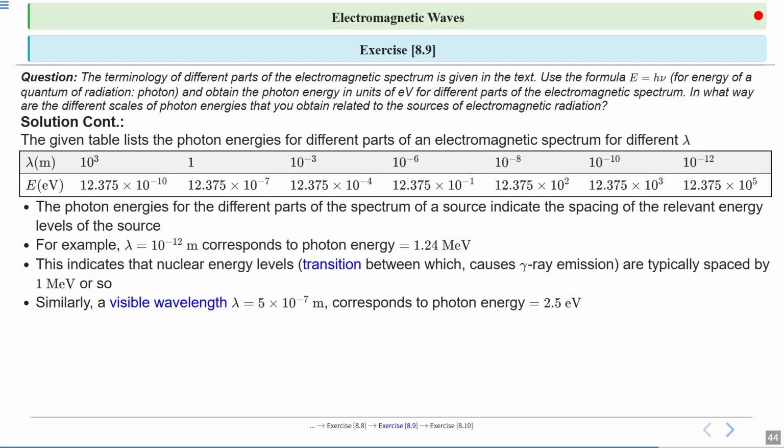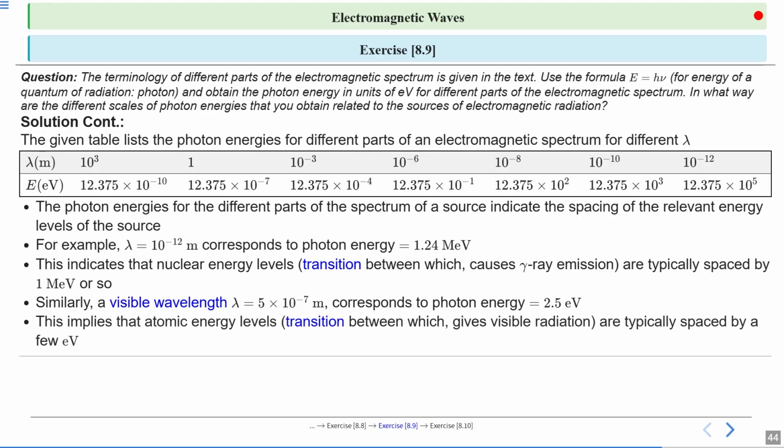Similarly, for visible wavelengths, in atomic energy levels, when an electron comes from one energy level to another in the hydrogen atom, there is the Balmer series, due to which the visible region is given in the hydrogen spectra. A visible wavelength lambda equal to 5 into 10 to the power minus 7 meter corresponds to a photon energy of 2.5 electron volt, which is very small compared to 1 mega electron volt. So this photon energy lies in the visible region.